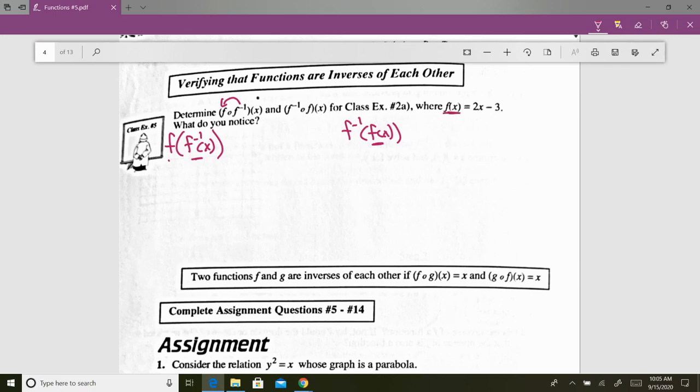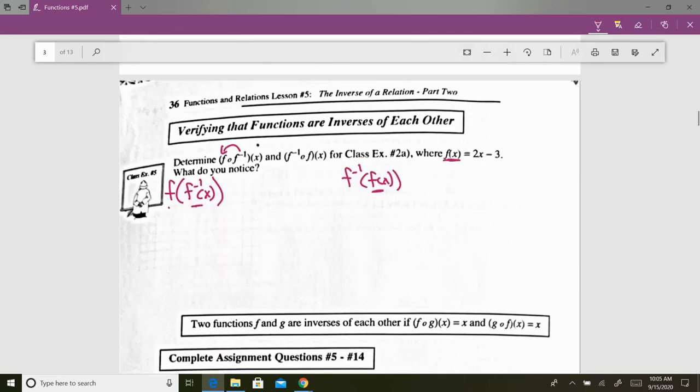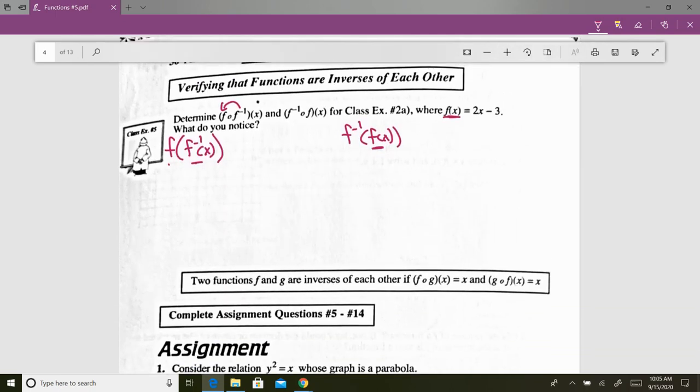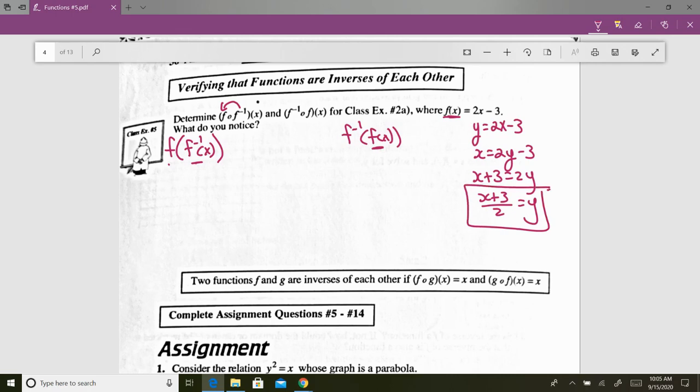Okay, we have f of x is equal to 2x minus 3. So let's find the inverse. How do you find the inverse function? Switch x and y, solve for y. So we'll write y is equal to 2x minus 3. Switch our x and y. There's the inverse.